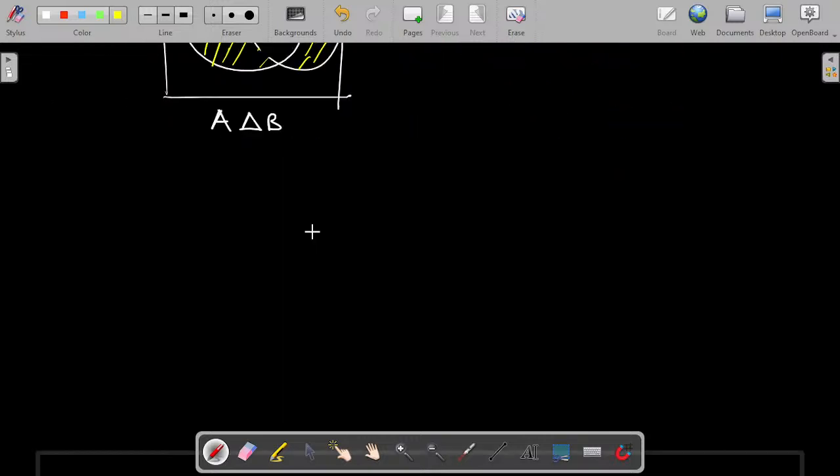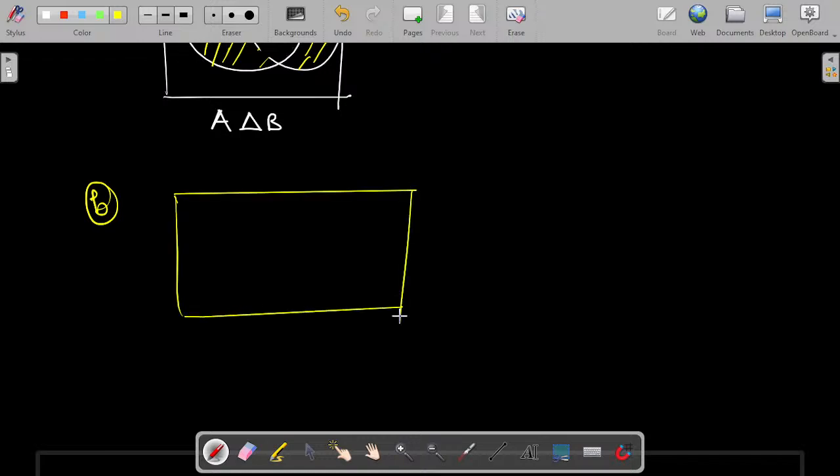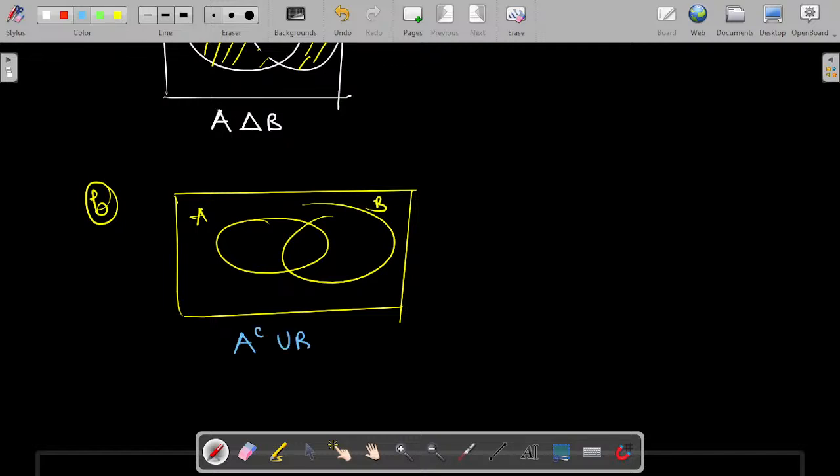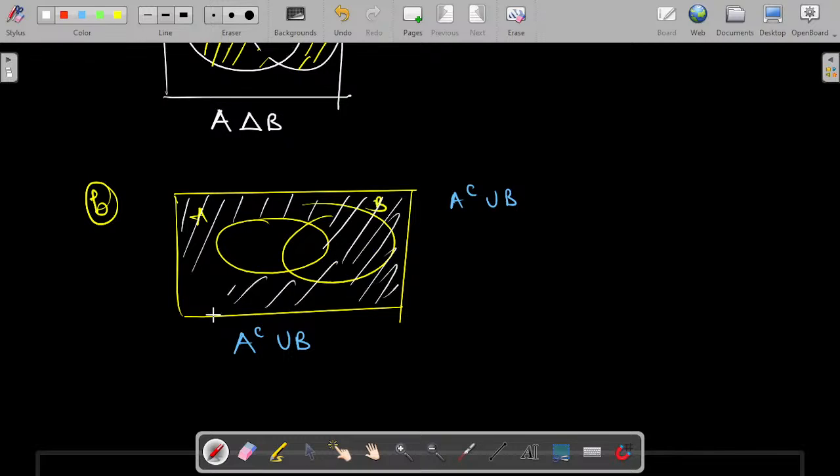Okay, so we go to the next one, which is exercise B. Here again you have 2 subsets, A and B, and you are asked to get A complement union B. First of all, your A complement is the whole of the diagram, including the rectangle, except A. So I'm going to shade everything except A. And then they said union B. Remember that this particular intersection is part of B, but is also part of A. So that's why I didn't touch it when I talked about the complement.